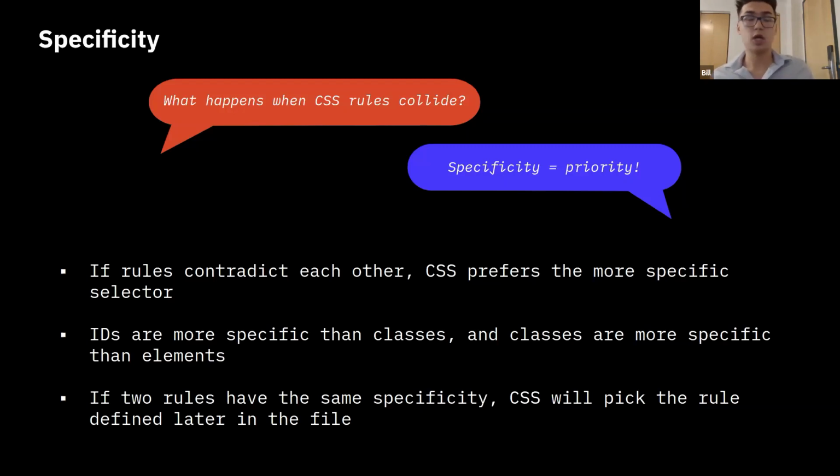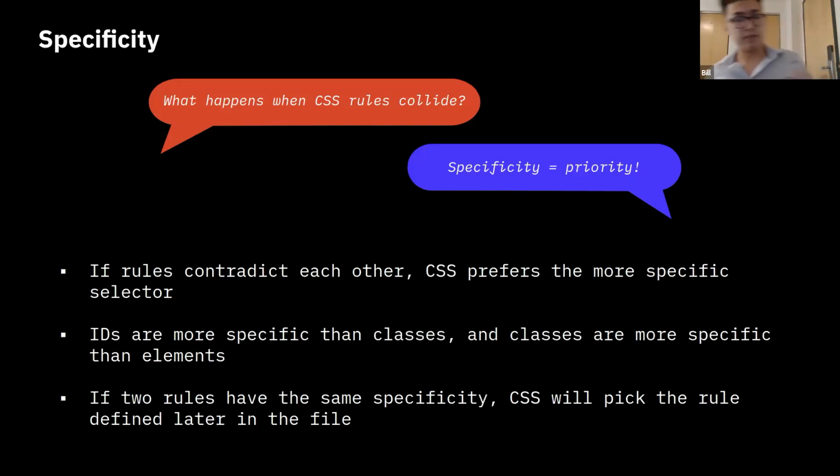Both rule sets are going to apply to that element, but if there are any rules that contradict each other, the browser is going to prefer the rule set that has a more specific selector. IDs, for example, are more specific than classes. Classes are more specific than elements. It's a pretty intuitive relationship. Basically, the fewer elements you're selecting with any selector, the more specific it is.